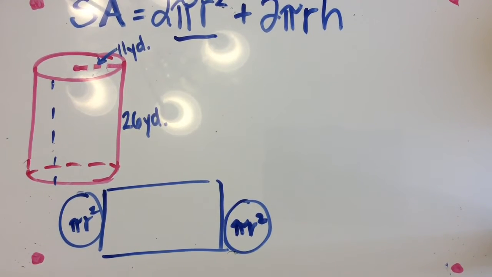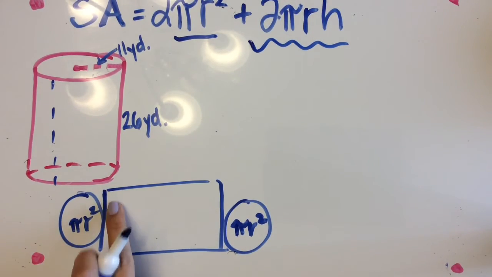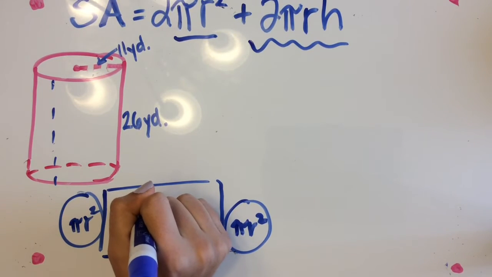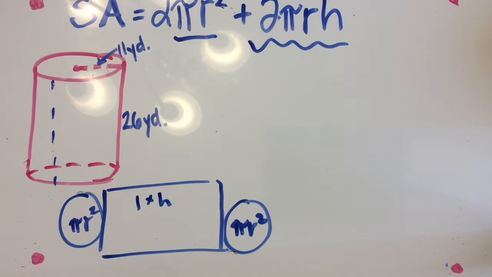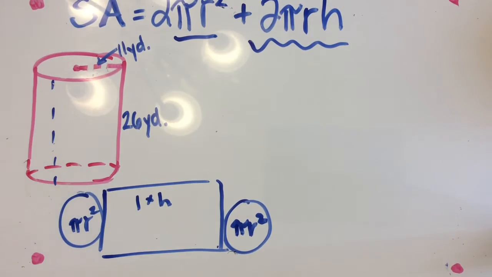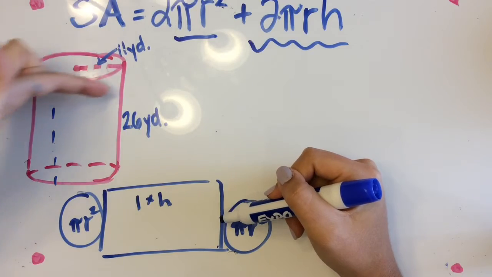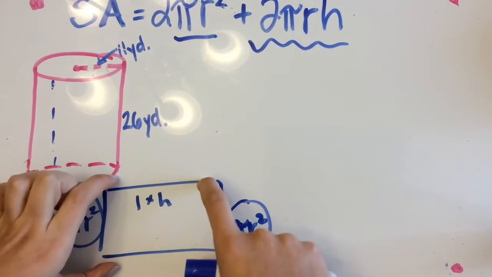Okay, so the second part of our equation will correlate to this rectangle here, okay? Remember that the area of a rectangle is length times height. So we take the length of the rectangle and multiply it by the height. The cylinder gives us the height, which is 26, but it doesn't really give us the length that it wraps around. So we don't know how long it is.